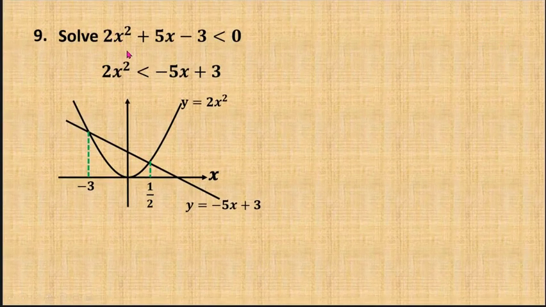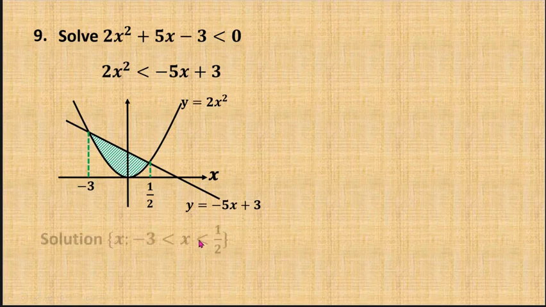In this question, in case the inequality is less than 0, and when I separate the quadratic expression, then I'll get the inequality 2x squared less than negative 5x plus 3. So in this case, we should mark the region where the curve is below the straight line. So from the diagram, the middle part of the graph is what we are looking for. So the solution is x is greater than negative 3 and less than 1 over 2.